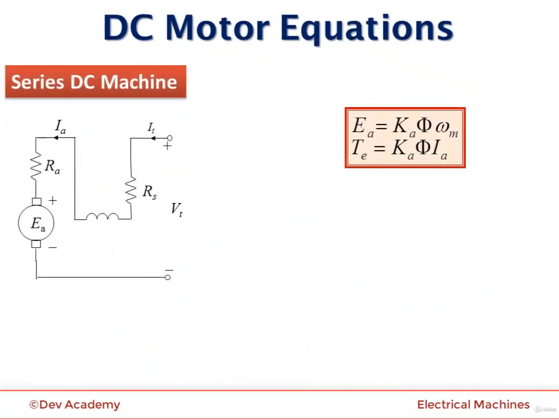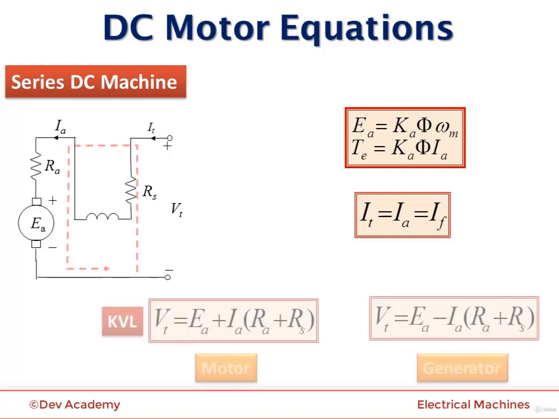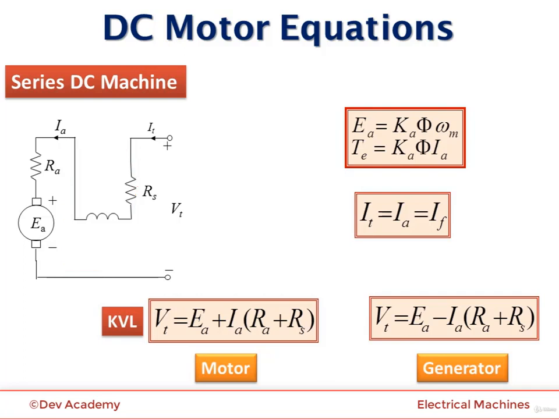Similarly, we can find the equations of the series DC machine. Here, the field, armature, and terminal currents are the same current since all windings are connected in series. Therefore, the KVL applied to the circuit leads to these two equations for the motor and generator cases. Note that in the series connection, if the armature current changes, the field current will also change, so they are not independent, in contrast with the separately excited or shunt connection types. So we can conclude that for the series DC machines, the field flux is affected by the variation of the load.